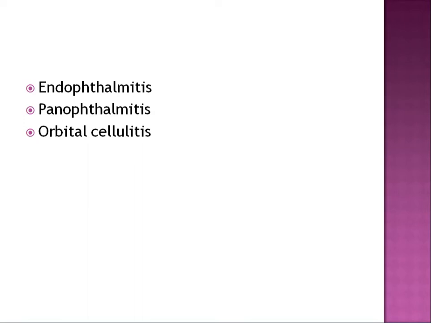In both conditions vision is reduced. In panophthalmitis the patient will have no perception of light, whereas in endophthalmitis the patient can still have counting fingers at 1 meter, hand movement, and even perception of light, but definitely not better than that. In panophthalmitis, the patient will lose the vision completely. So depending on the vision, you again discriminate between these two, and the extraocular movement. This is how it is essential to know these conditions.